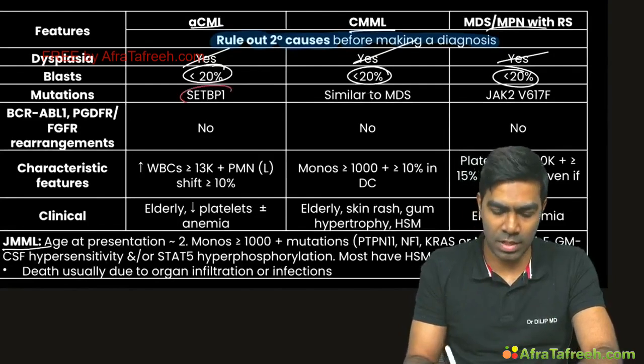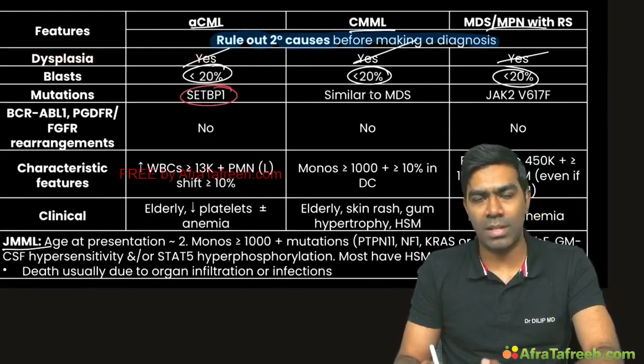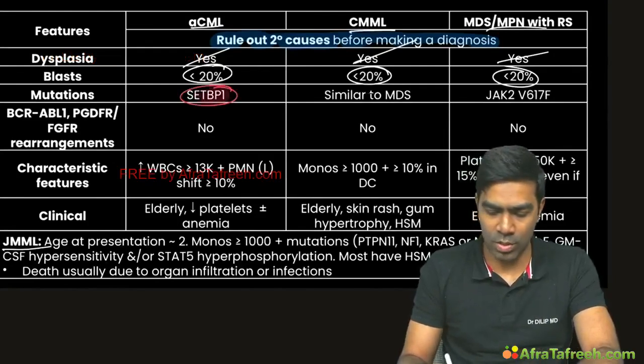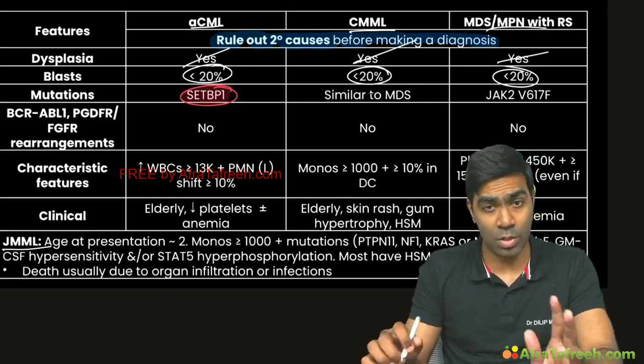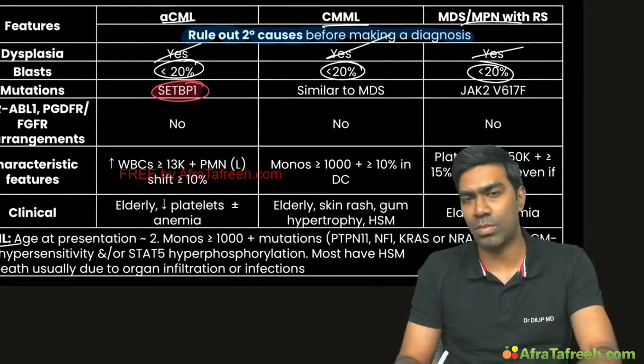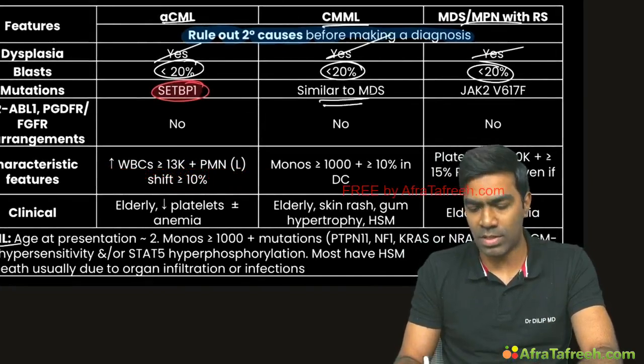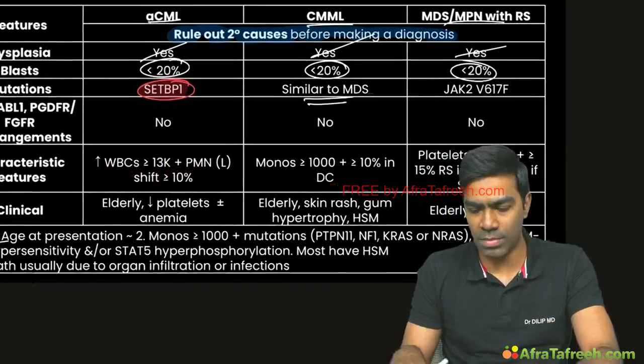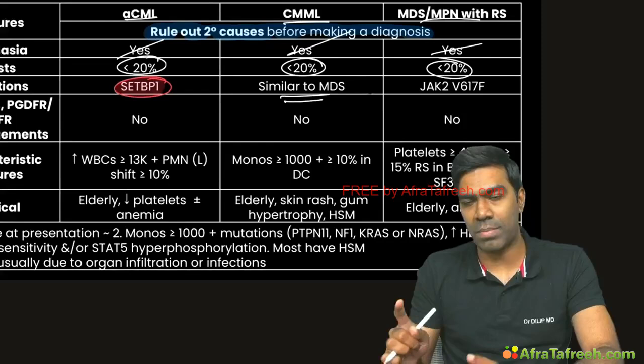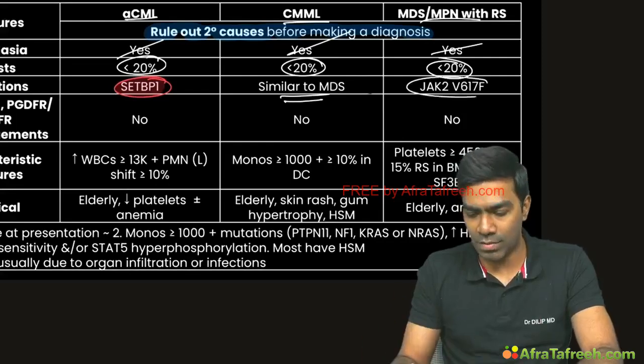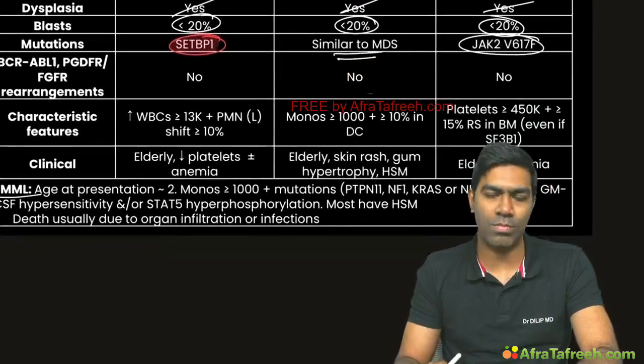If it's atypical CML, you have to remember the SETBP1 mutations. This is actually quite important, has been asked in exams. Other mutations are also there, but SETBP1 is the most important. CMML patients tend to have mutations similar to MDS, and MDS/MPN with ring sideroblasts tends to have the JAK2 V617F mutation.